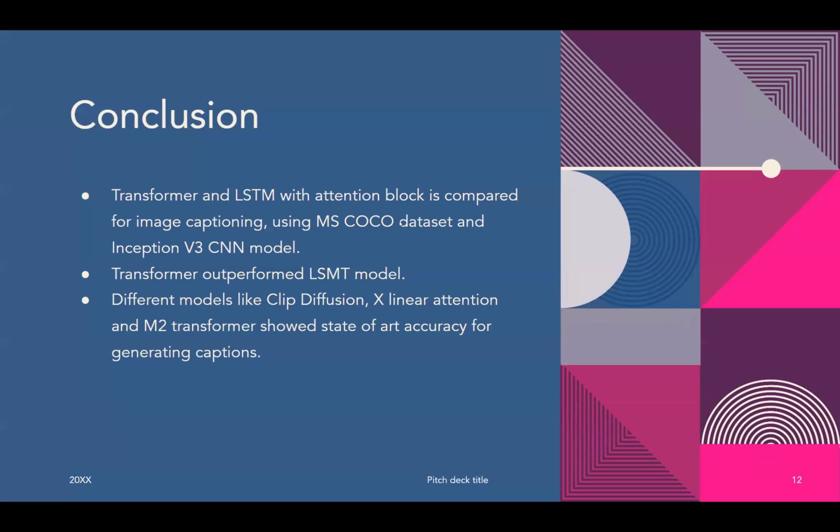So now let's conclude our presentation. In the conclusion, I would like to say that the transformer and LSTM with attention block models that were studied here were both independently performing. We used the same dataset, the MS COCO dataset. These models were based on the same encoder, the Inception V3 CNN. The result showed that the transformer outperformed the LSTM attention model.